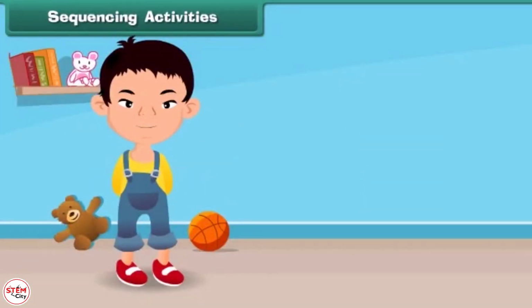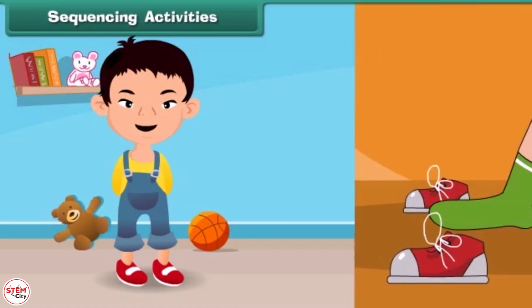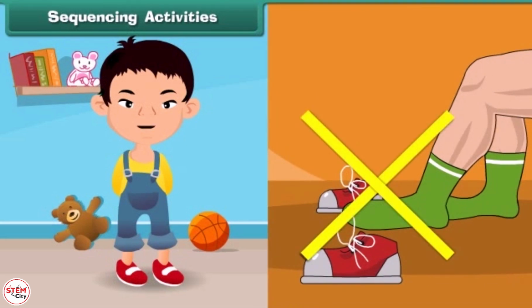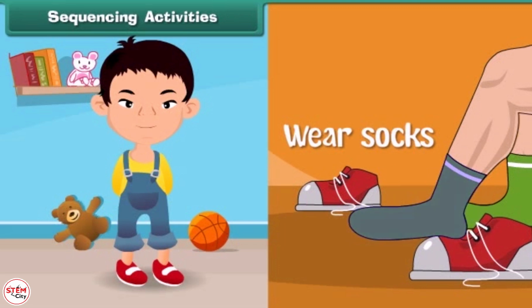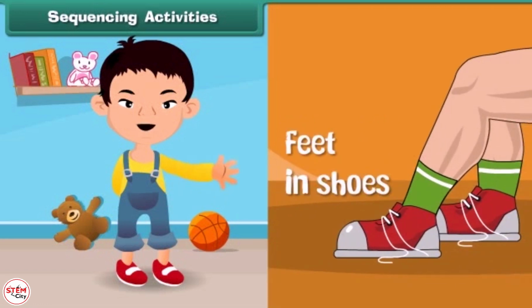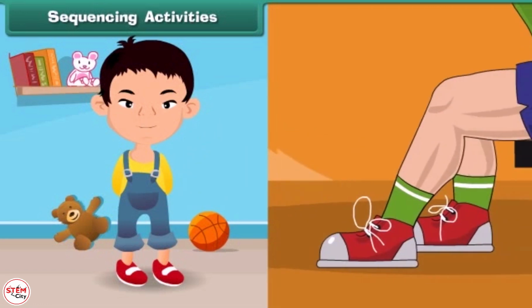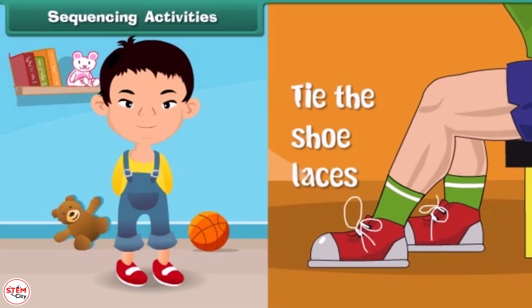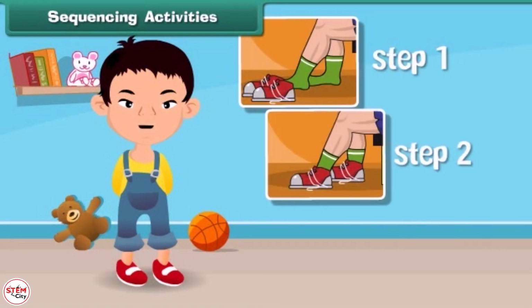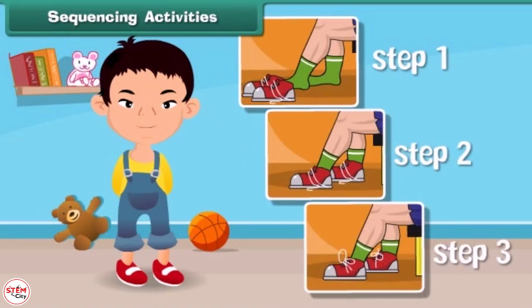When we do any work in our daily life, we have to do it in a sequential manner. For example, for wearing shoes, we can't tie our laces before putting in our feet. First, we have to wear socks so that we can wear our shoes properly. Then we put our feet in shoes, and then we tie the shoe laces. All these steps are performed in a sequential manner to wear them.